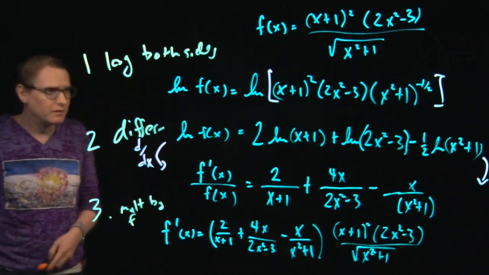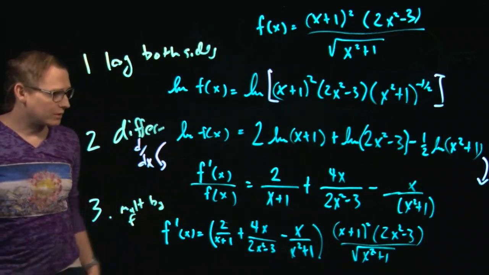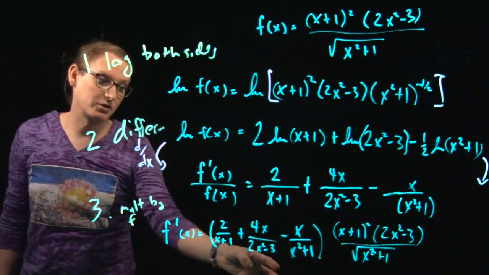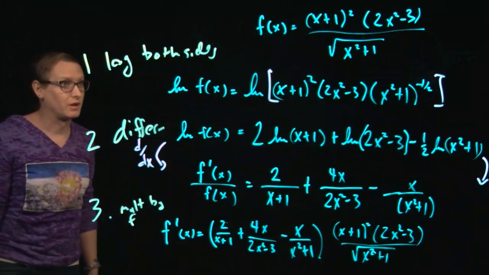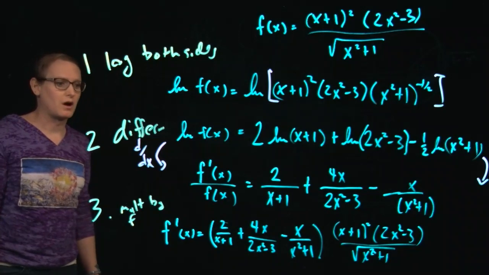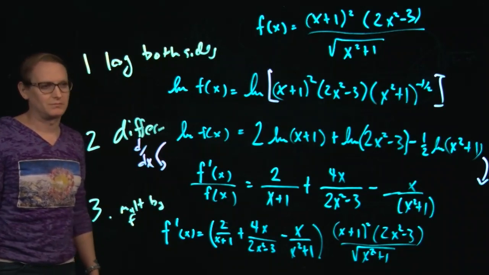So pretty cool method. Arguably simpler than doing the quotient rule. It looks really, really different from what would have happened if we just did the quotient rule on that. Like, it looks super different.